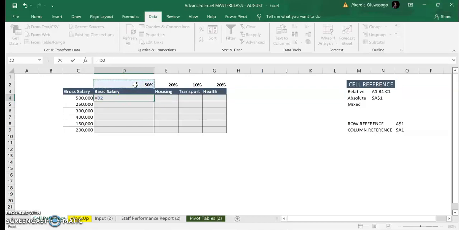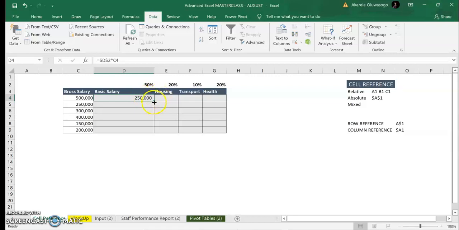When you hear the word lock, it means change to what? Absolute cell reference. So you press your function F4. When you press your function F4, you'll see the dollar sign as I explained earlier. You can see dollar sign D, dollar sign 2. That means I'm locking the column D and row 2. So multiply, shift 8, and you click on the 500,000. You press enter. So let's go and copy down the formula and see what will happen.